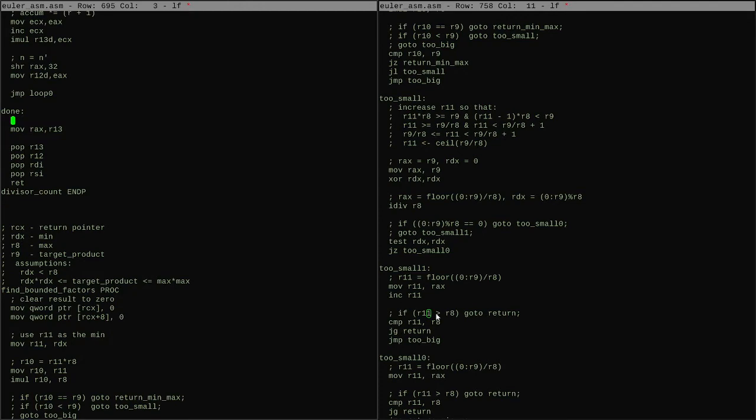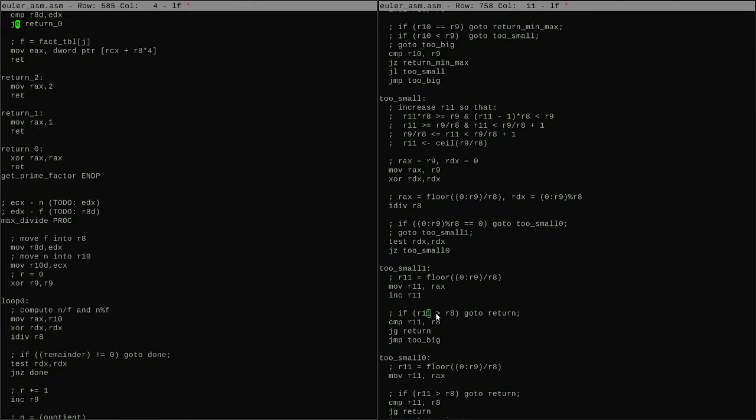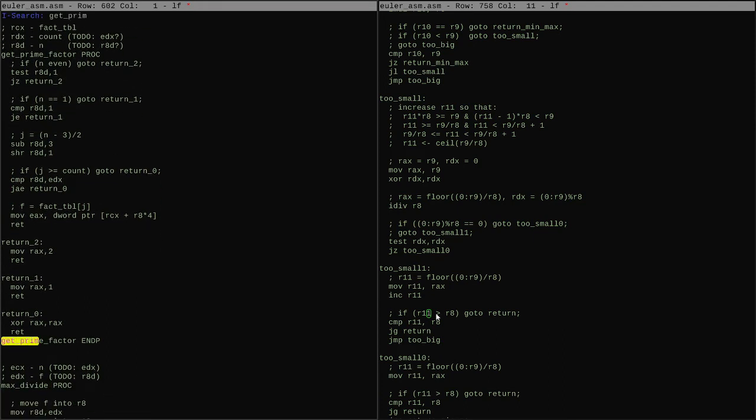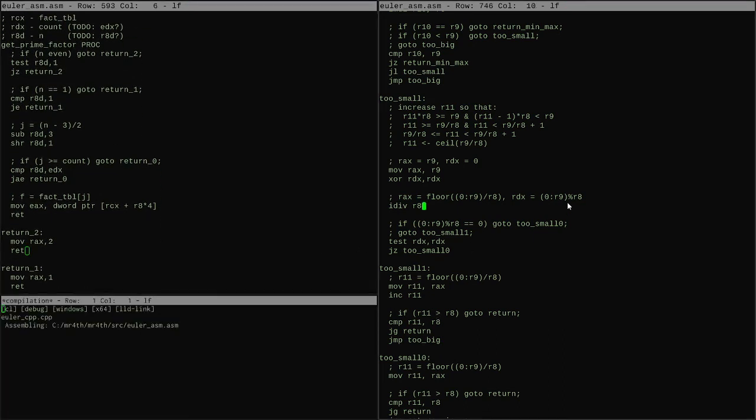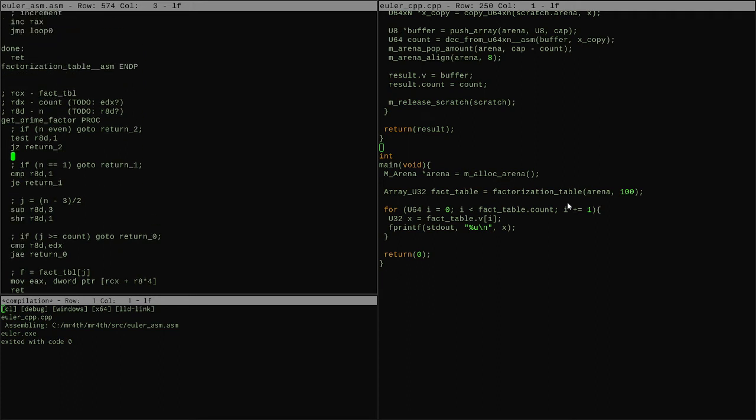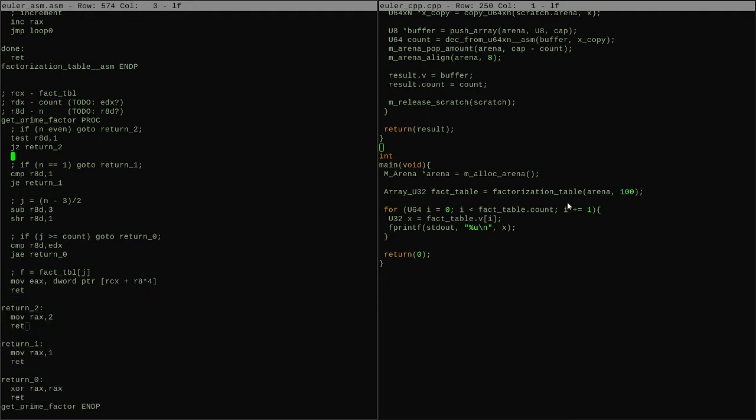see. I guess I do want to take it one step at a time. Now, let me back that up. Jump above or equal, get prime factor. Okay, so get prime factor. Now, how is get prime factor different from... Oh, because it handles even numbers and stuff. Okay.